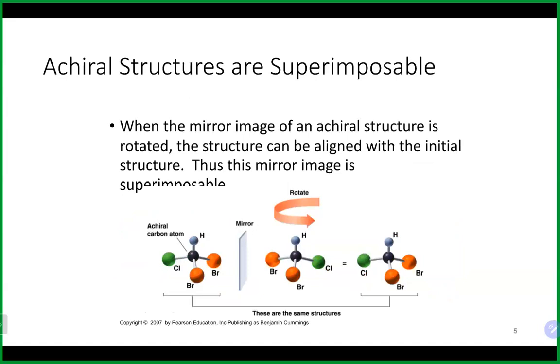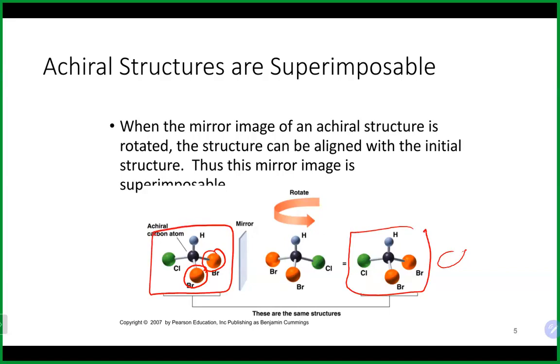Achiral, as I mentioned before, is when you take the mirror image and you basically do not have 4 different groups. So in this case, we have 2 bromines that are identical to each other. When we take the mirror image, we can very easily just rotate the molecule. And when we rotate the molecule, we can get the mirror image to fit perfectly over the original image. That's basically because it's got 2 points of symmetry. Basically, it's got 2 things that are the same. So it allows it to actually fit perfectly on top of one another, which does not happen, obviously, in a chiral molecule.